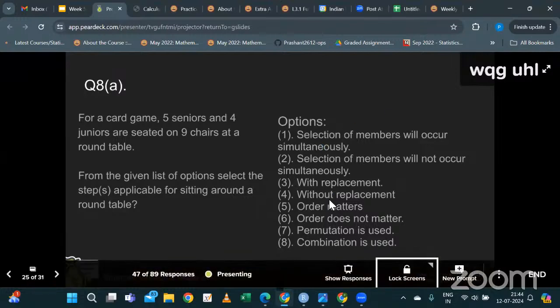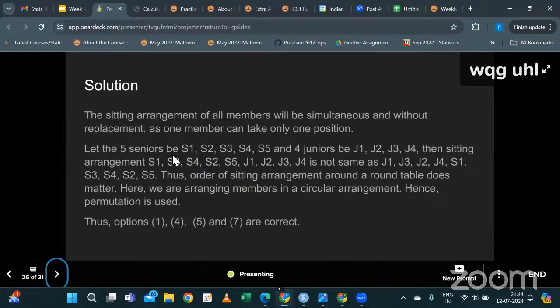And 4 without replacement, and 5, order will matter, yes or no? So this order will matter. Is this clear to all of you? If suppose 5 seniors are S1, S3, sitting arrangement like this, then 4 juniors like this. Then sitting arrangement S1, S3, S4, S2, S5, J1, J2, J3, J4 is not same as the other one, right?